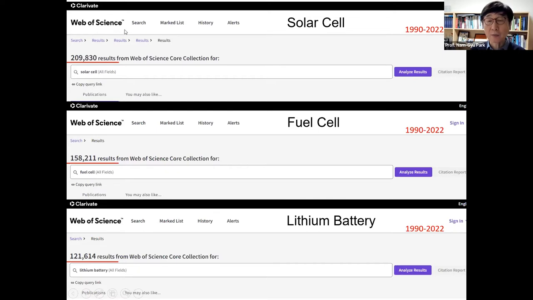And also, when you search the publications using the Web of Science, during 1990 to 2020, as of today, solar cell related publications reach 200,000 results, which is pretty much greater than fuel cell and lithium battery. That means solar cell is also a very interesting topic in the academic field.